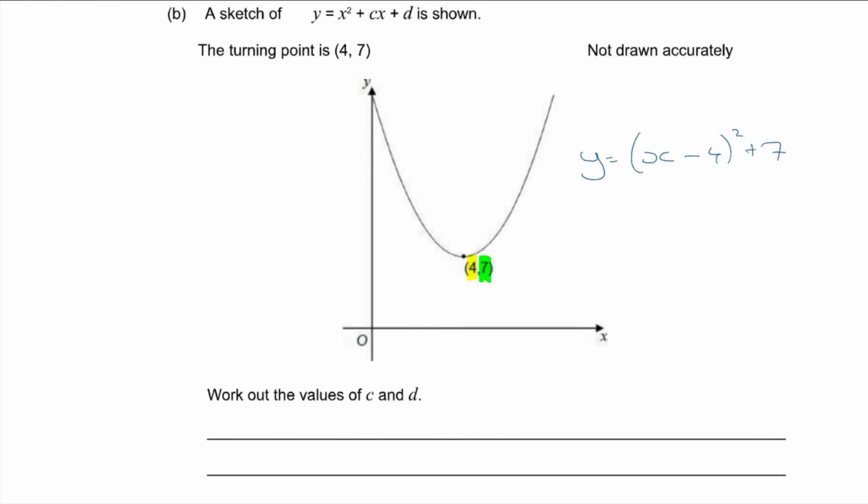So that is the equation of my line, y equals x minus 4 all squared plus 7. But that's the completed square form, and we actually want the expanded form. So I'm going to have to multiply that out and work out what we've got. So x minus 4 all squared is x minus 4, x minus 4, plus 7. So just writing out the double bracket like that.